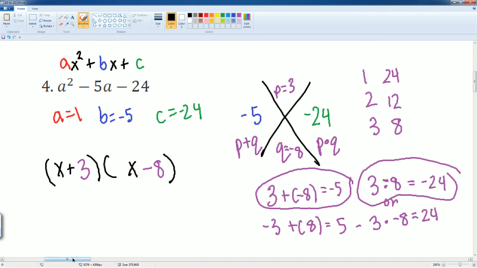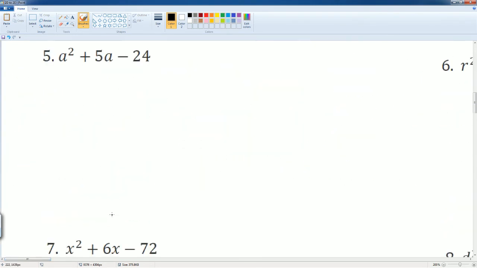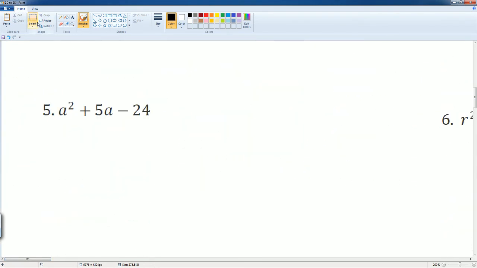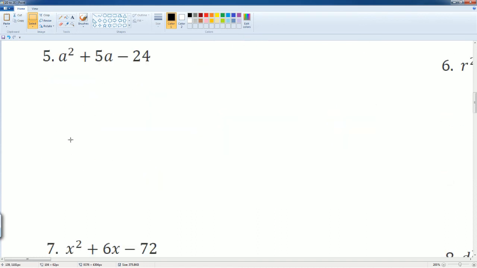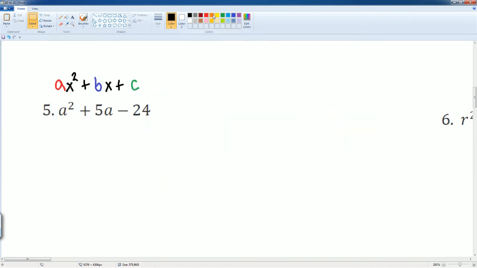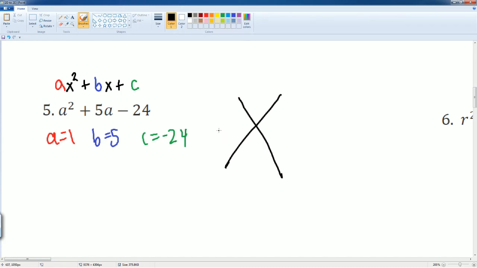There you go. Let's do one more, which is going to be your number 5. Let's grab our scenario here. Repeat that same process. We figure out what A is. A here is equal to 1. B here is equal to 5. And C here is equal to -24. Since A equals 1, we can now use the X method, which is just factoring out the P, looking for P and Q. So we want to find two numbers that will multiply to make -24 and add to the number 5.